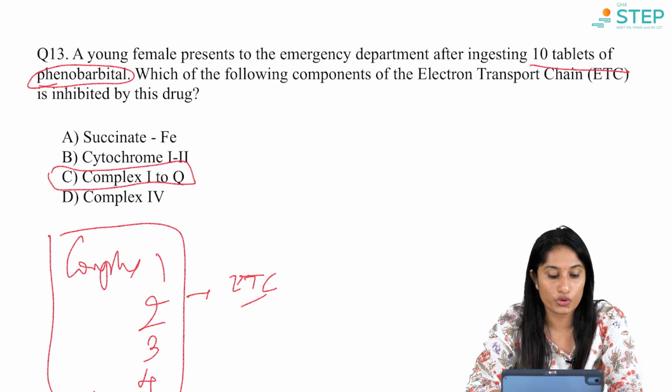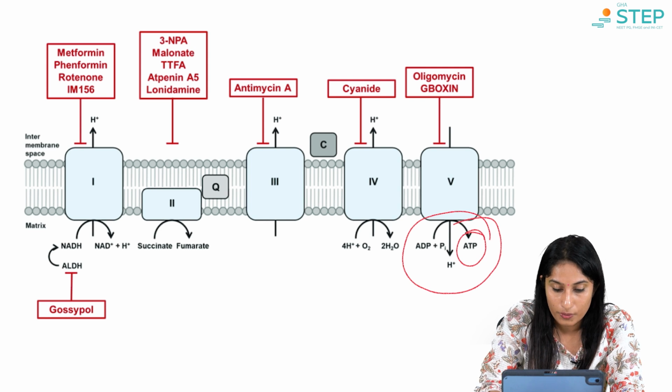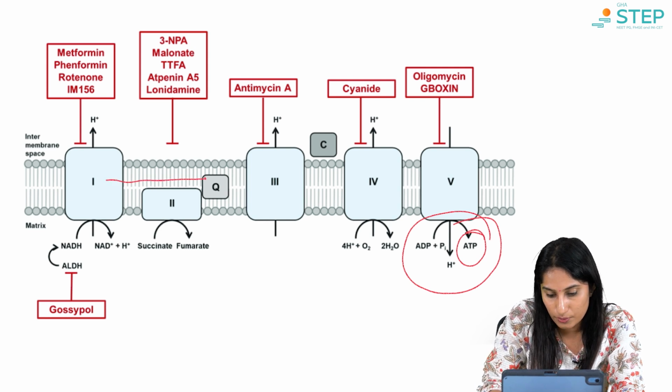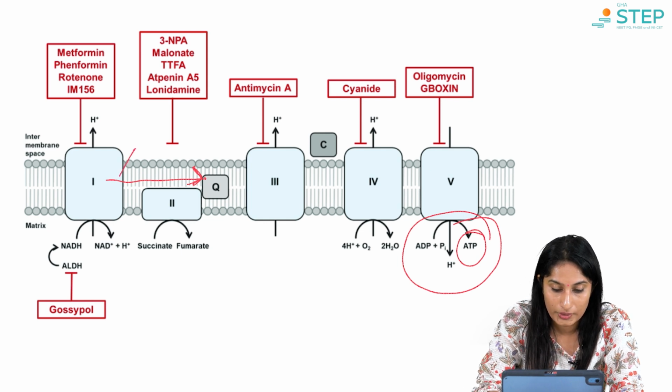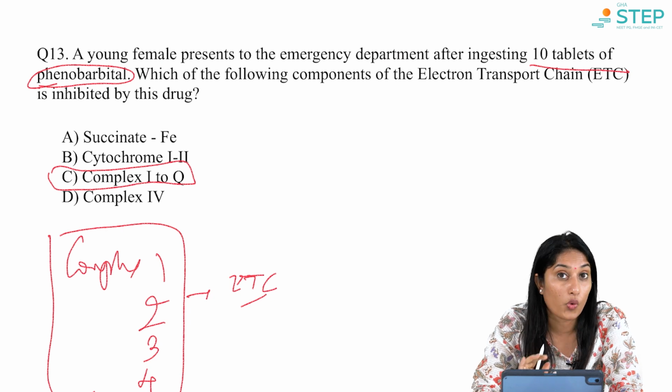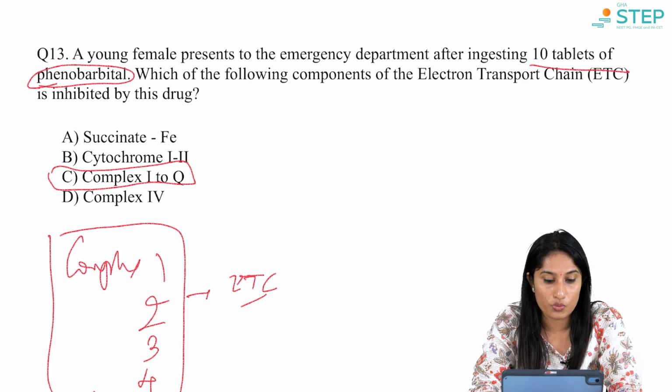Complex 1 to Q. What does that mean? From complex 1, electrons move into the mobile carrier coenzyme Q. So, phenobarbital will inhibit this. So, we can say it is a complex 1 inhibitor, complex 1 to Q.